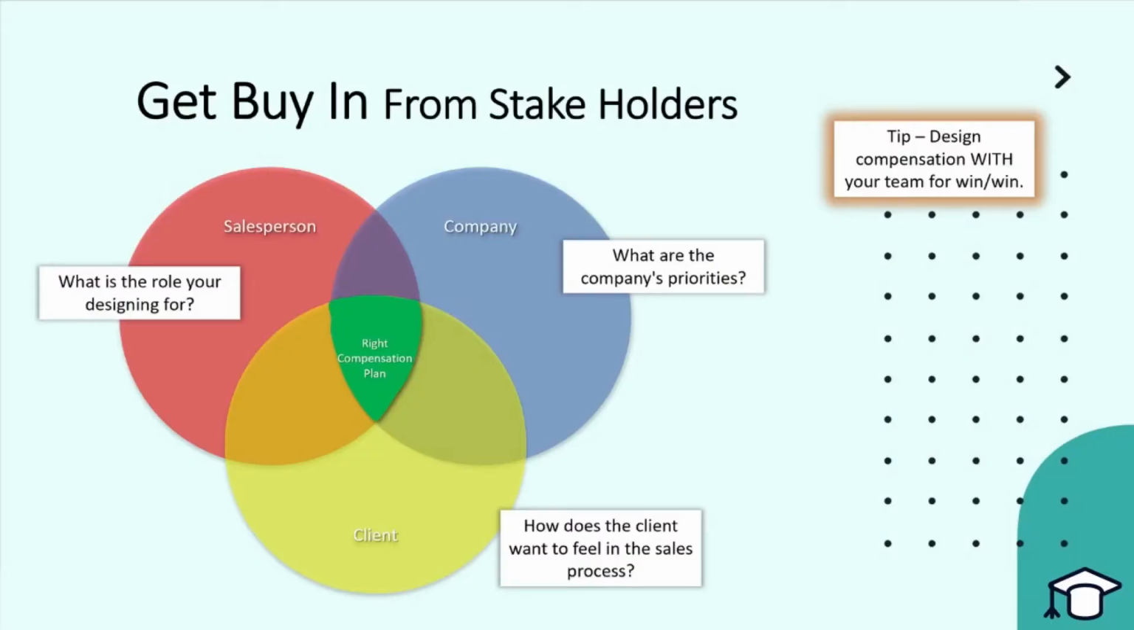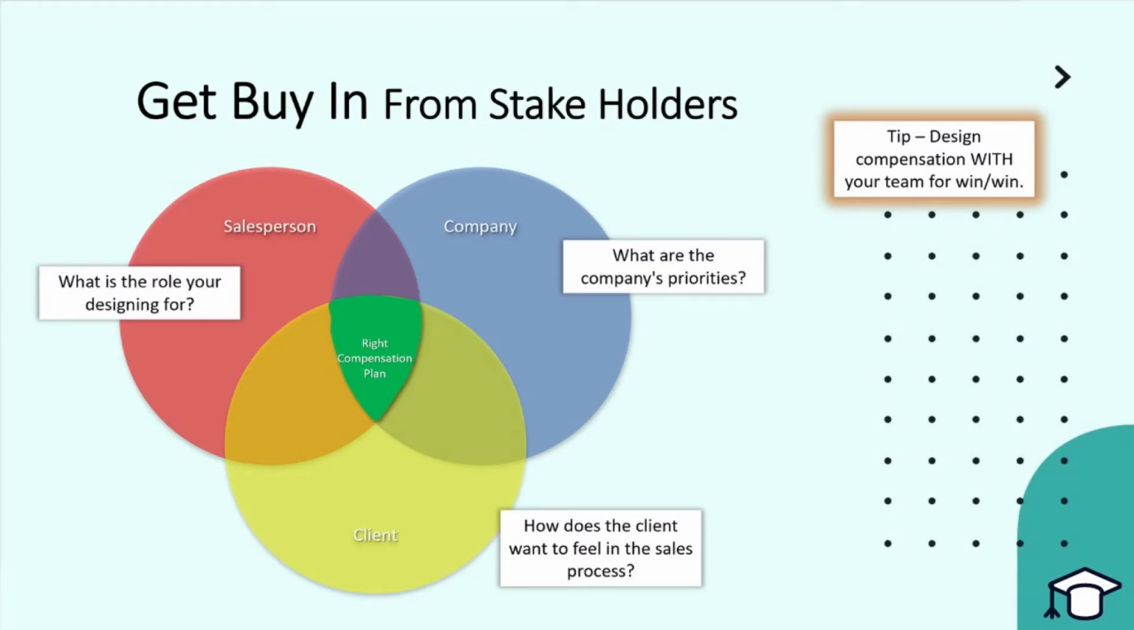The number one thing you need to do when it comes to creating a compensation plan is to get buy-ins from all the stakeholders. In our model, we have 3 stakeholders you need to be considering when designing a sales compensation package. Number 1 is the salesperson. Number 2 is the company. And the third one, which no one really talks about, is the client. The right compensation plan is going to be right in the middle, which is going to be beneficial to all 3.